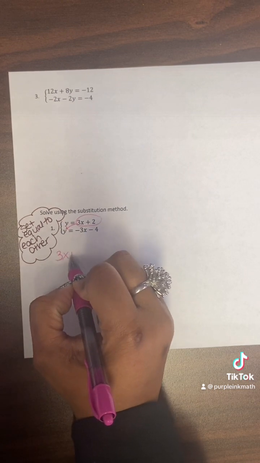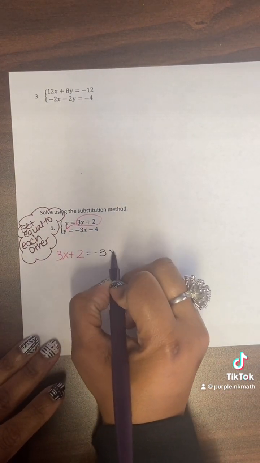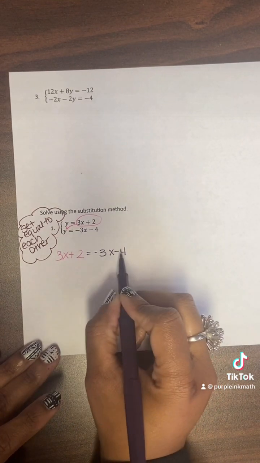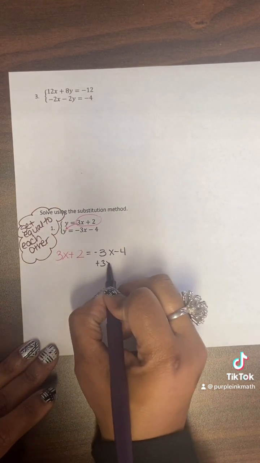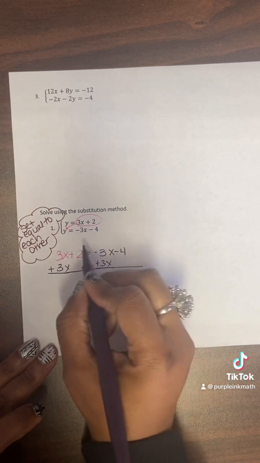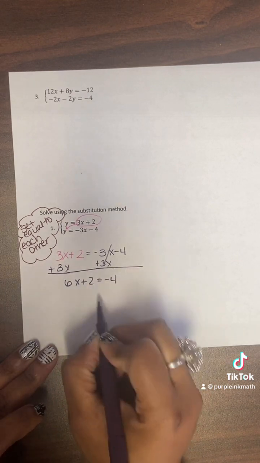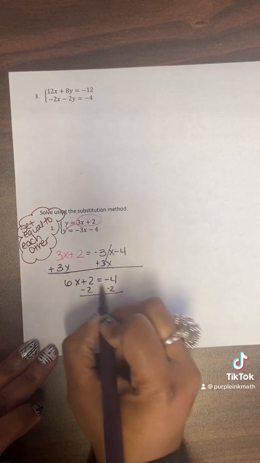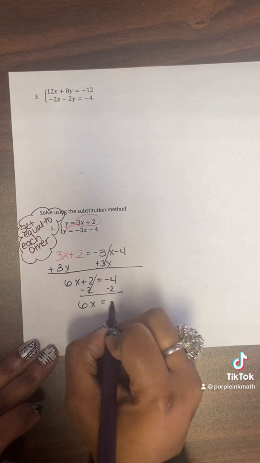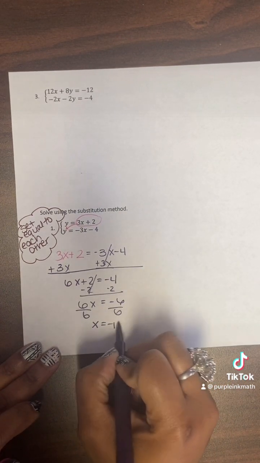So I have 3x plus 2 is equal to negative 3x minus 4. And now I'm going to move my x's to one side. So I'm going to add 3x to both sides. So I get 6x plus 2 is equal to negative 4. Now I'm going to subtract 2 from both sides. So 6x is equal to negative 6. I'm going to divide by 6. So x is negative 1.